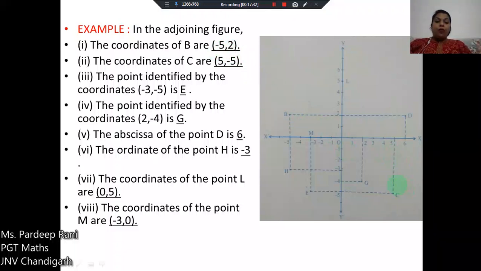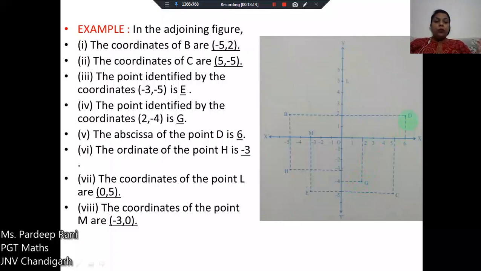Similarly, the coordinates of point C are 5 units in the positive direction of the x-axis and 5 units in the negative direction of the y-axis. Hence, the coordinates of C are (5, -5). The point identified by the coordinates (-3, -5) is the point E. The point identified by the coordinates (2, -4) is the point G.